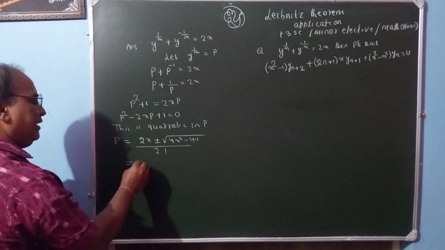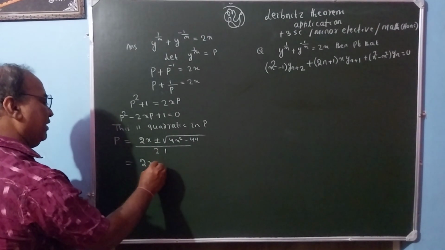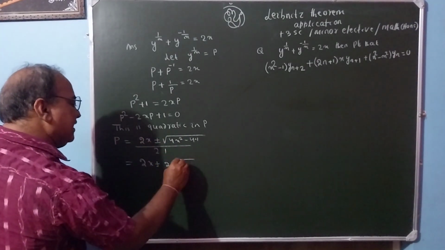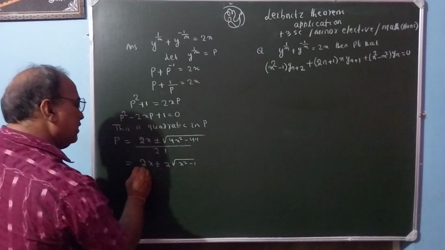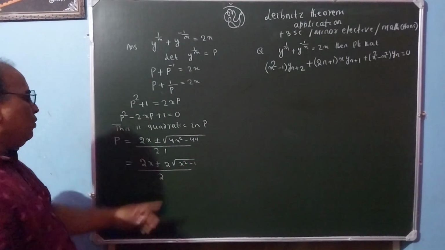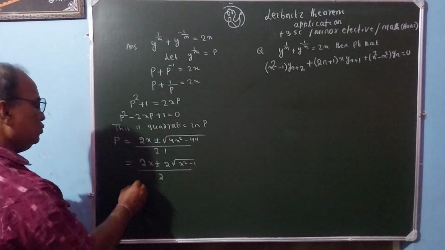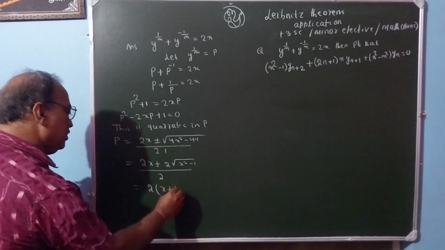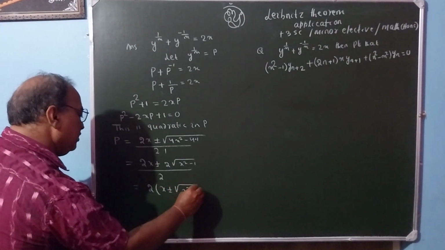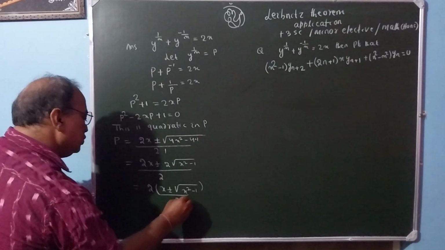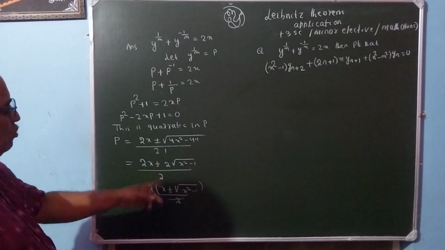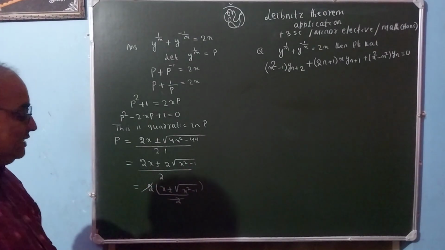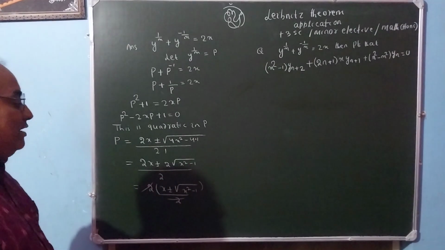So we write 2x plus minus, taking 4 common, root over 4 is 2, here it is x square minus 1, divided by 2. Now 2 is taken common from the whole, so we get 2 into x plus minus root over x square minus 1, divided by 2. So the 2 cancels, and there are two roots. One is x plus root over x square minus 1, another is x minus root over x square minus 1.